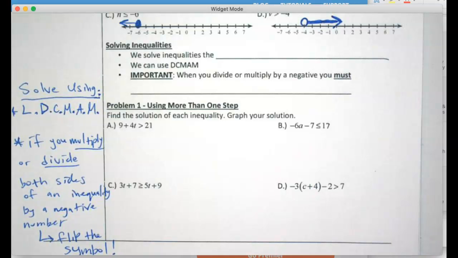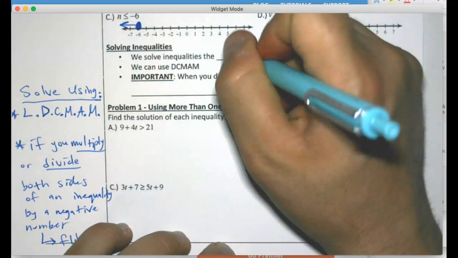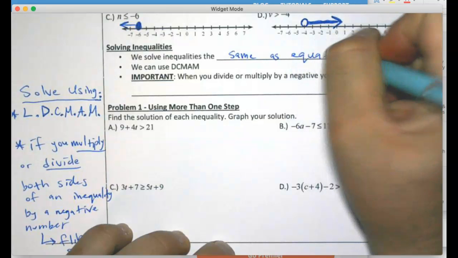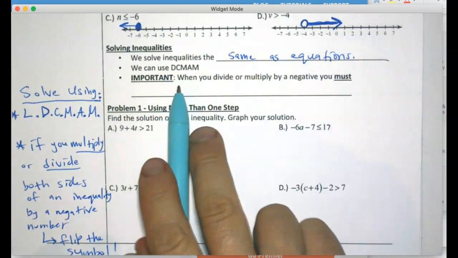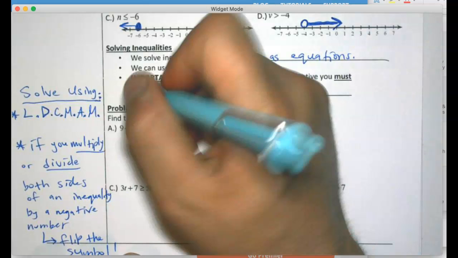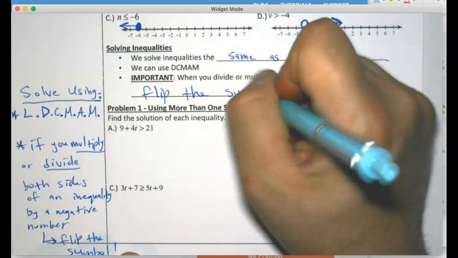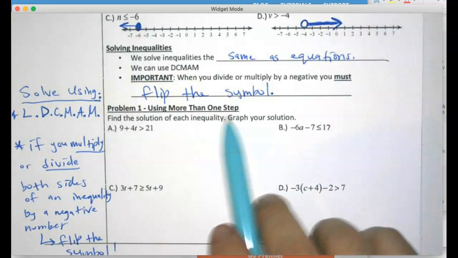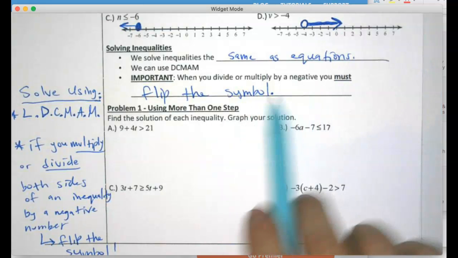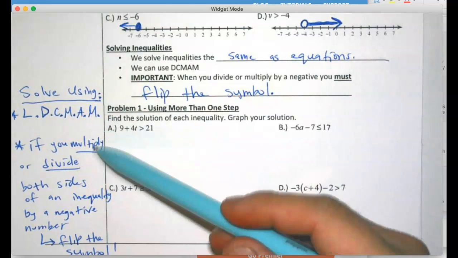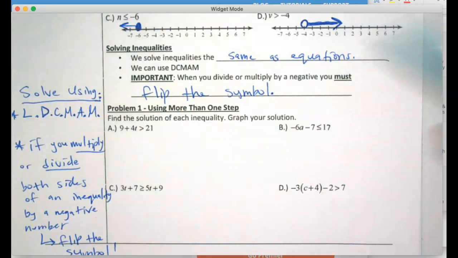So the next part here, we're going to solve inequalities the same as equations. We're still going to use DC-MAM, but when you divide or multiply by a negative, you must flip the little symbol, the inequality symbol, the less than or greater than, whatever symbol you have. You can still solve using DC-MAM, and if you multiply or divide by a negative, make sure you flip the symbol. So you got it in two places.